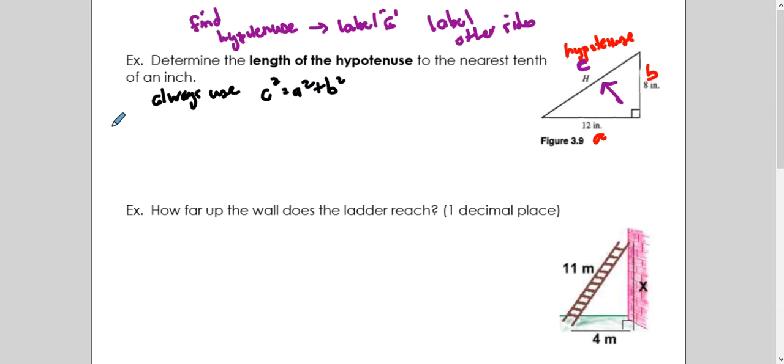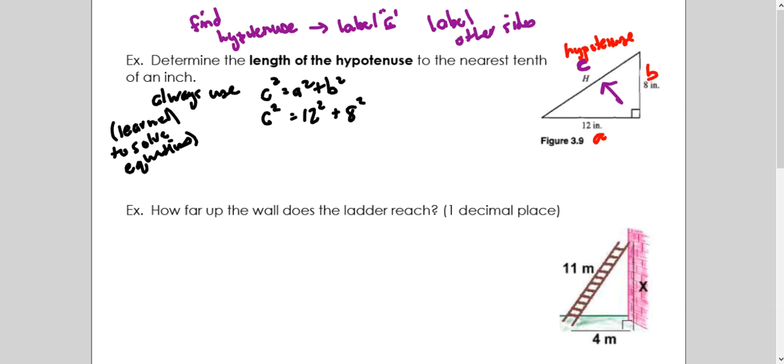The reason why is we've learned to solve equations. So we know that if we have the hypotenuse, we could find one of the legs. Always use that formula. Then I sub in what I know. Well, do I know C? No. Do I know A? Sure, that's 12. 12 squared. B, well, that's 8 squared.